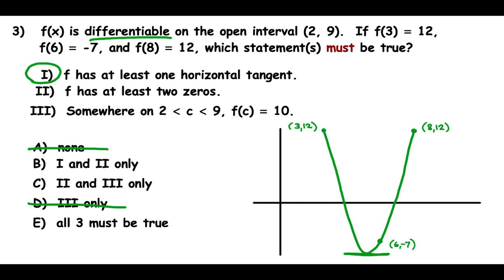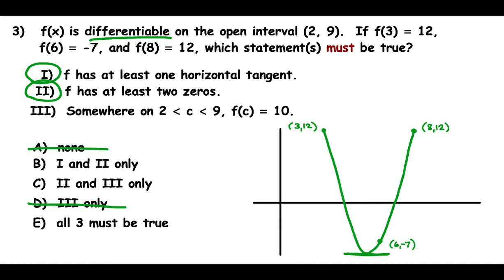And I think as a good multiple choice test taker, you can see that choice 2 has to be true because it's in all 3 of the remaining choices. So I'm going to circle Roman numeral 2 as well. I think you can see that that has to be true by the IVT, the intermediate value theorem. If you go from 12 to -7, you had to cross the x-axis somewhere, and if you're going from -7 back up to 12, you have to cross again. So that has to be true.